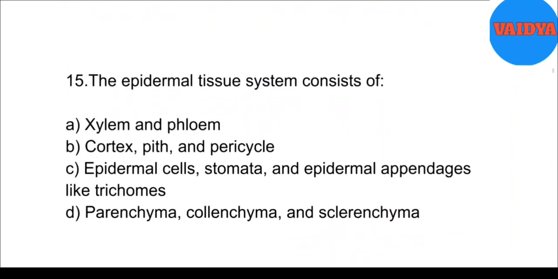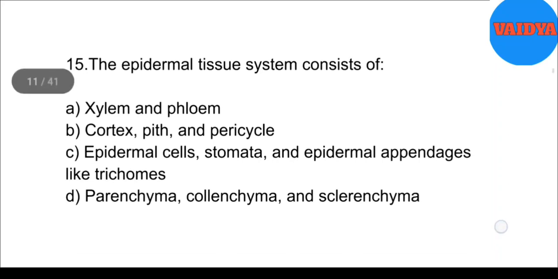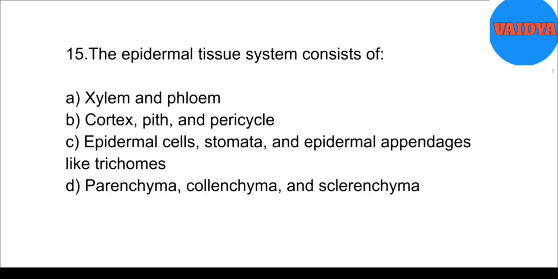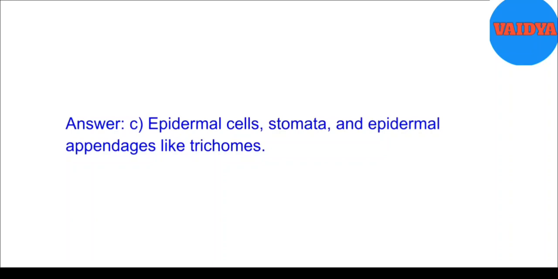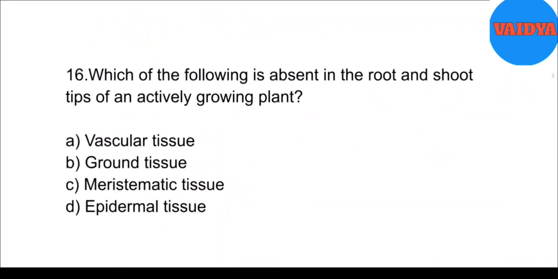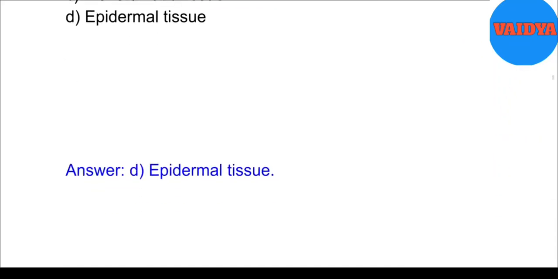15. The epidermal tissue system consists of A. Xylem and phloem. B. Cortex, pith, and pericycle. C. Epidermal cells, stomata, and epidermal appendages like trichomes. D. Parenchyma, parenchyma, and sclerenchyma. Answer. C. Epidermal cells, stomata, and epidermal appendages like trichomes. 16. Which of the following is absent in the root and shoot tips of an actively growing plant? A. Vascular tissue. B. Ground tissue. C. Meristematic tissue. D. Epidermal tissue. Answer. D. Epidermal tissue.